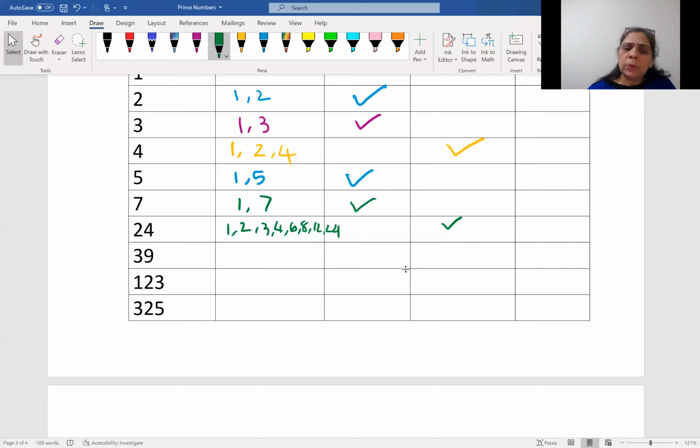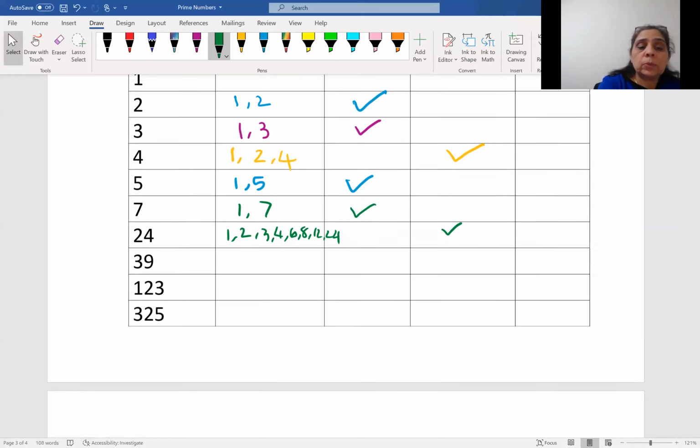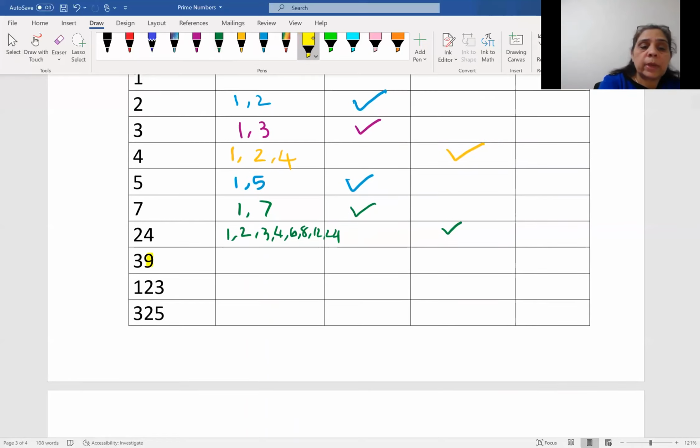Can we divide by 2? It's not an even number. Or we can say the last digit is not 0, 2, 4, 6, or 8. Can we divide by 3? And what is the divisibility rule? You will do the sum of digits, right? 3 plus 9 is 12. 12 is divisible by 3, so we can divide by 3.